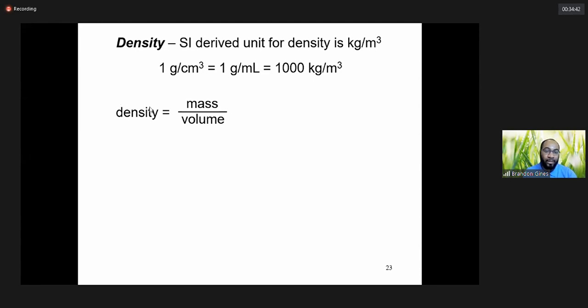You guys definitely should memorize this definition. Density equals mass over volume. If you look at the units here, the standard unit for density, kilograms over meter cubed, you'll see that kilograms is a unit for mass, whereas meter cubed is a unit for volume. So the unit here is a ratio of mass over volume.